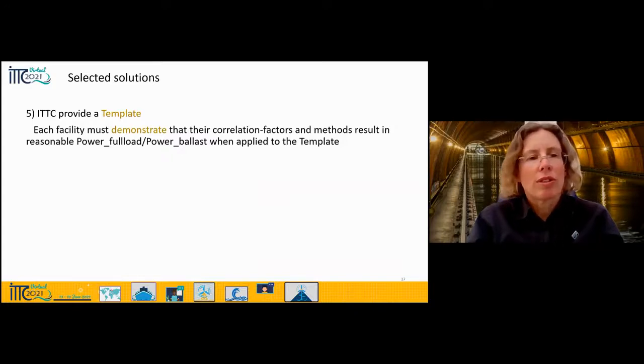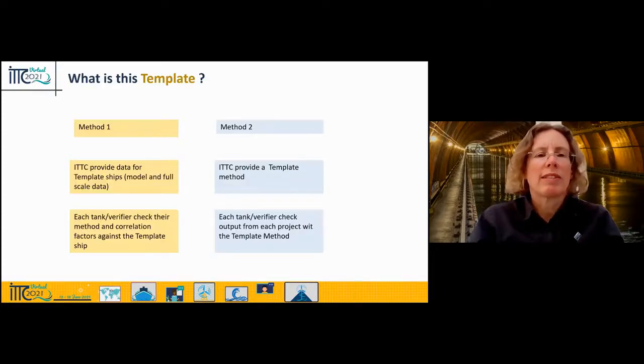So the last solution is that ITTC provide some kind of template, and each facility must demonstrate that their methods and correlation factors result in a reasonable relation between the power at deep draft and ballast draft using this template. And this is the solution that the working group has continued to study. And what is this template?